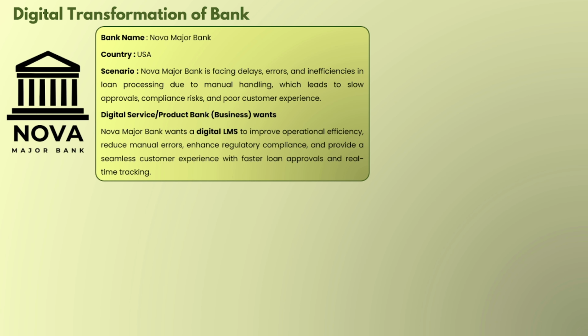First, let's refresh our memory with the scenario we chose for learning purpose. We have decided to learn digital transformation of a bank for the entire series. Here, Noah Major Bank is facing delays, errors and inefficiencies in loan processing due to manual handling, which leads to slow approval of loan, compliance risk and poor customer experience. So to get rid of all these things, Noah Major Bank wants a digital service or digital product to overcome all the issues they are currently facing.